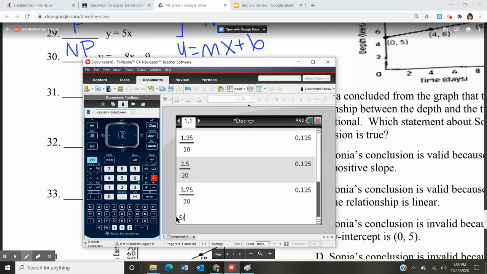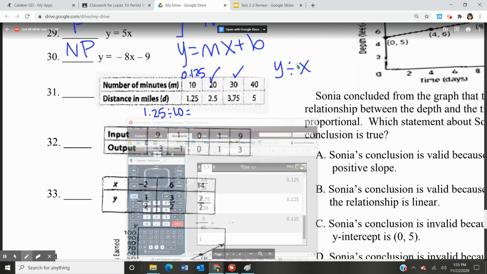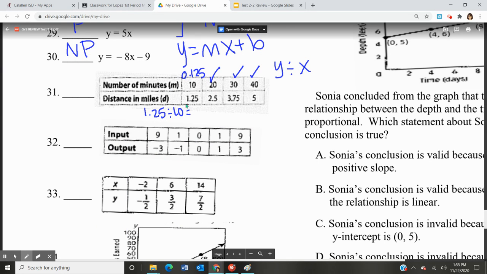So whenever we do 5 divided by 40, we get 0.125. So here, whenever we do y divided by x for all of these values, they come out to equal the same. So this is proportional.